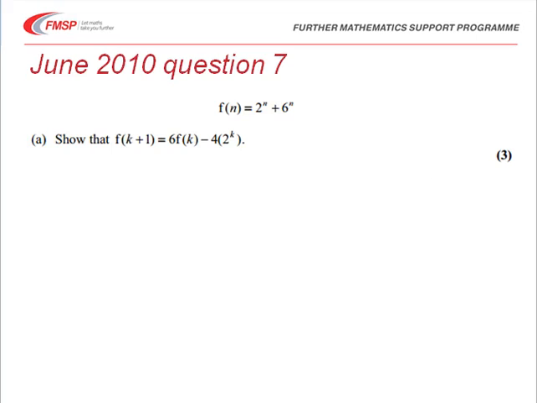Well, for the first part of the question then we need to start off with the left hand side, f of k plus 1, and that's just a case of substituting into the given formula. So 2 to the power k plus 1 plus 6 to the power k plus 1. That we can write as 2 multiplied by 2 to the power k plus 6 multiplied by 6 to the power k.